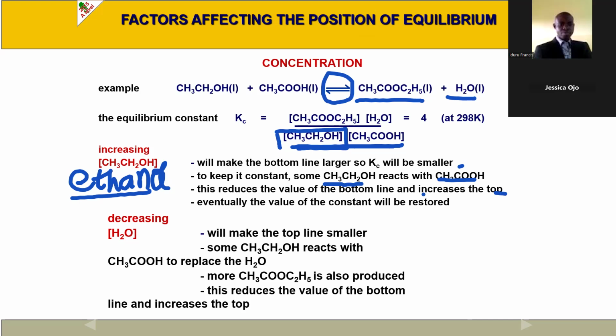So when you increase the concentration of the reactant, the position of equilibrium will move forward, because the reactants are more than the product, so they will react together and form more of the product to restore the value of Kc back to 4. So an increase in the concentration of reactant moves the position of equilibrium to the right-hand side. This is direct. The same thing happens when you increase the concentration of the product: the position of equilibrium will move backward.